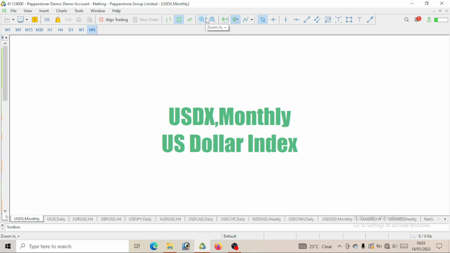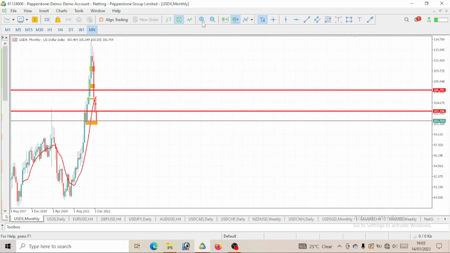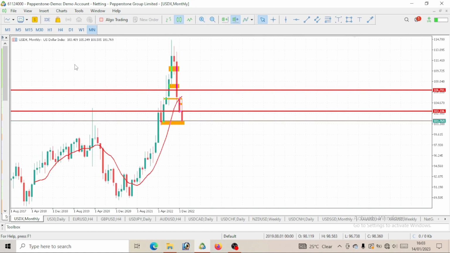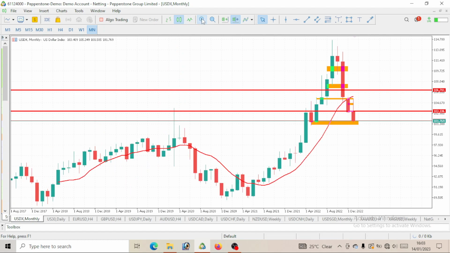So let's take a look at this USD index, or DXY, for this week. In order to understand this movement, I want us to start from the higher time frame. We will start from the monthly time frame down to the 4-hour time frame, so we will be able to understand this movement.